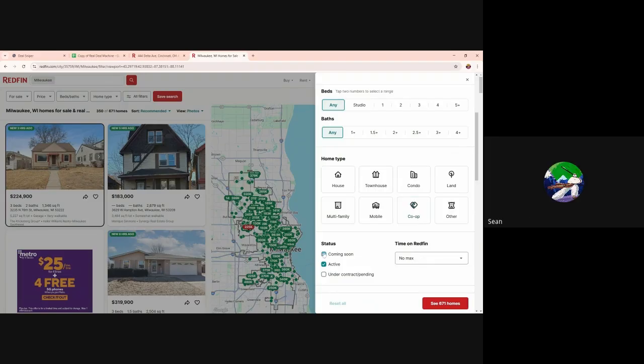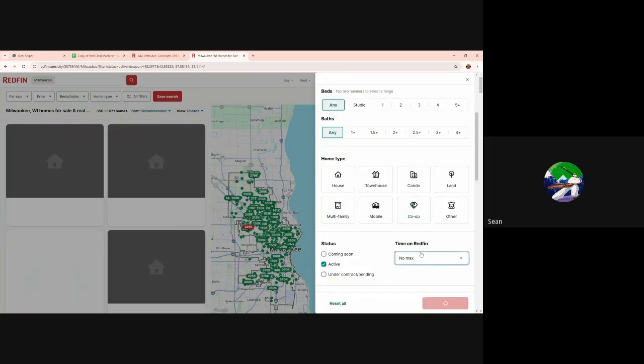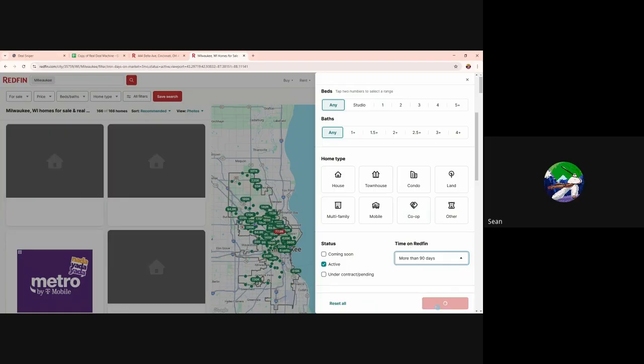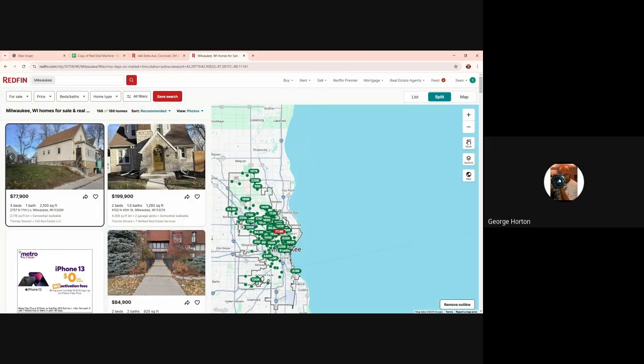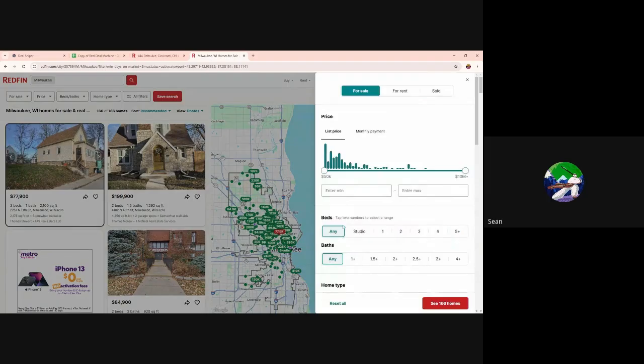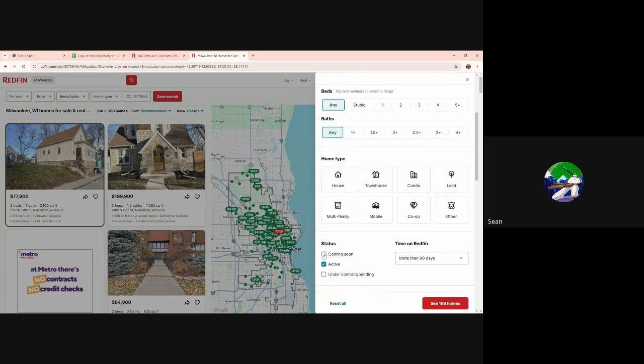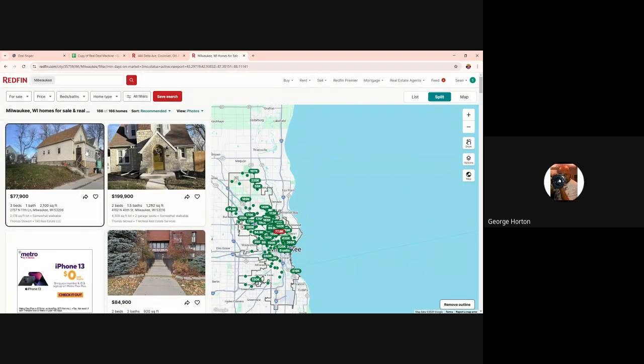The only one I do is I take off coming soon, because I want the old stuff. I only want properties that have been listed for a while, and I hit more than 90 days. That's it.